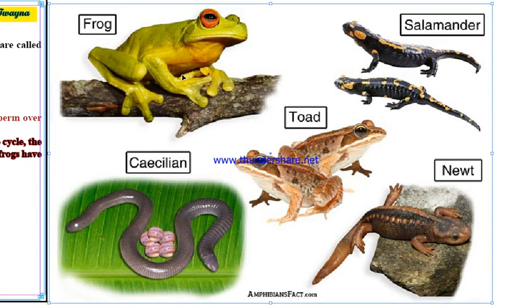And others, you can see this is salamander, newt, and caecilian. Caecilian looks like a snake.